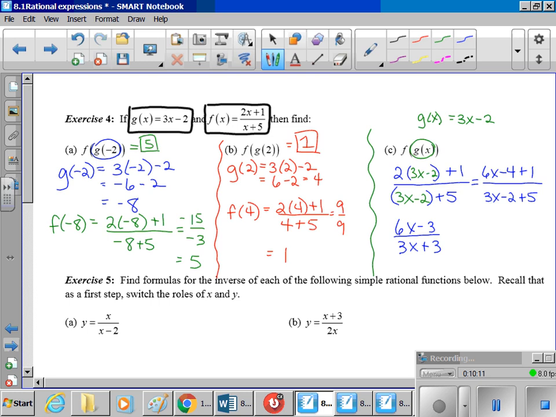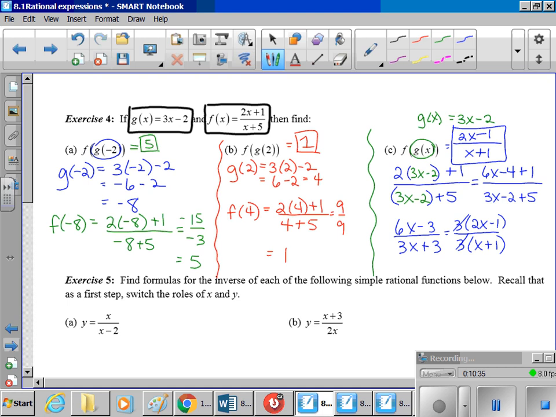And you have to make sure that everything is in simplest form. So we're going to factor out a 3 in the numerator, and you get 2x minus 1. Then we factor out a 3 in the denominator, and we get x plus 1. And then we simply cancel out the 3's. So my answer is going to be 2x minus 1 over x plus 1.